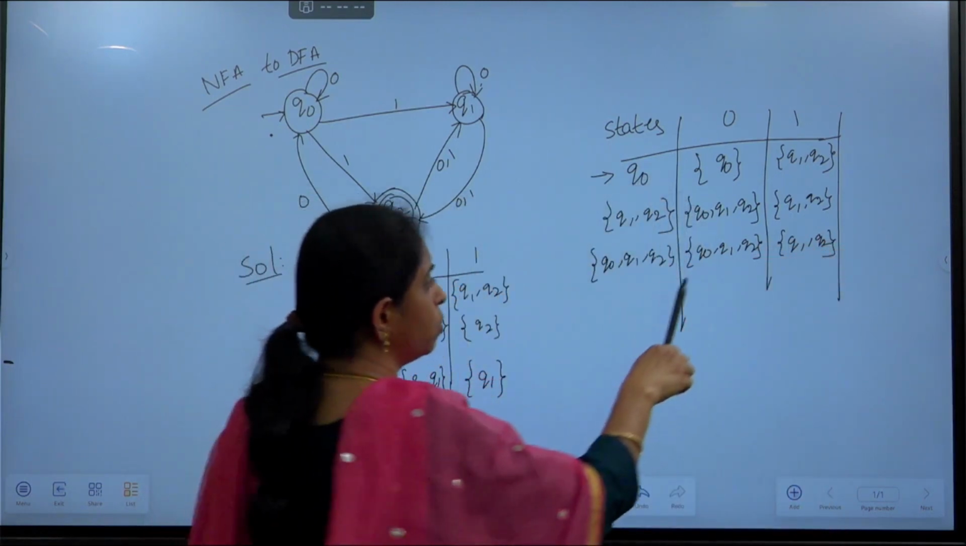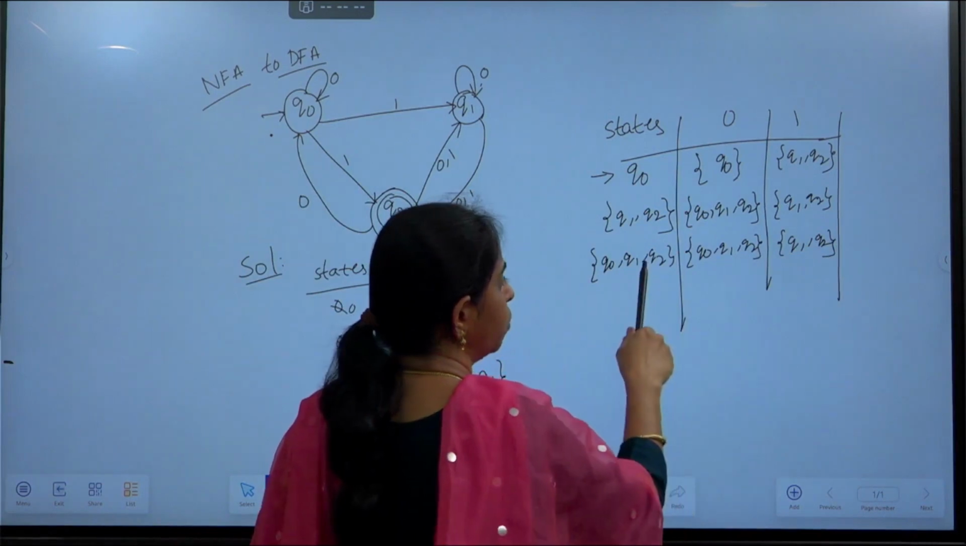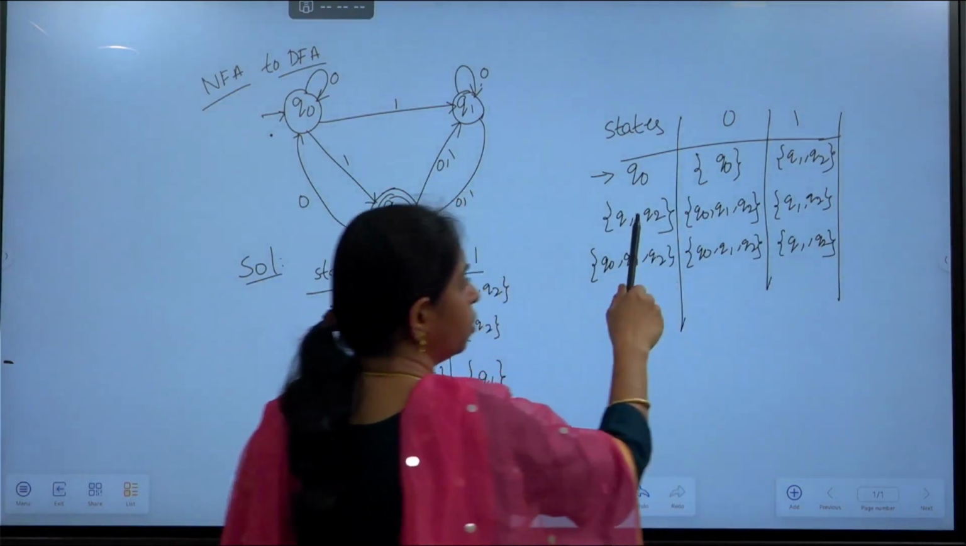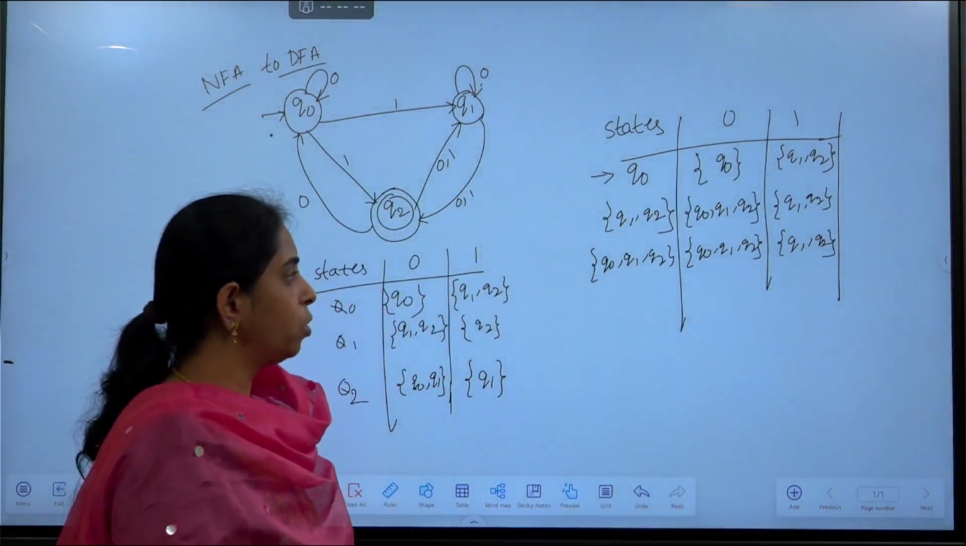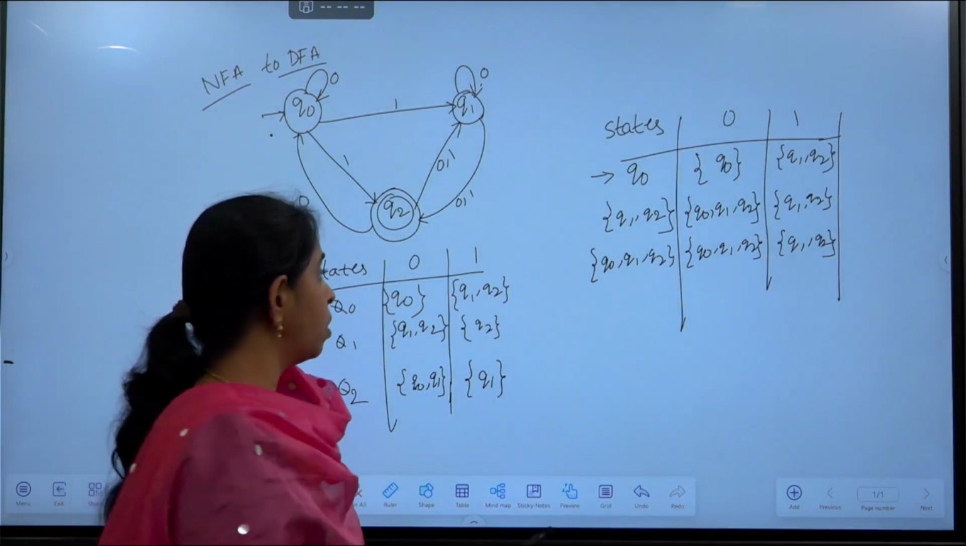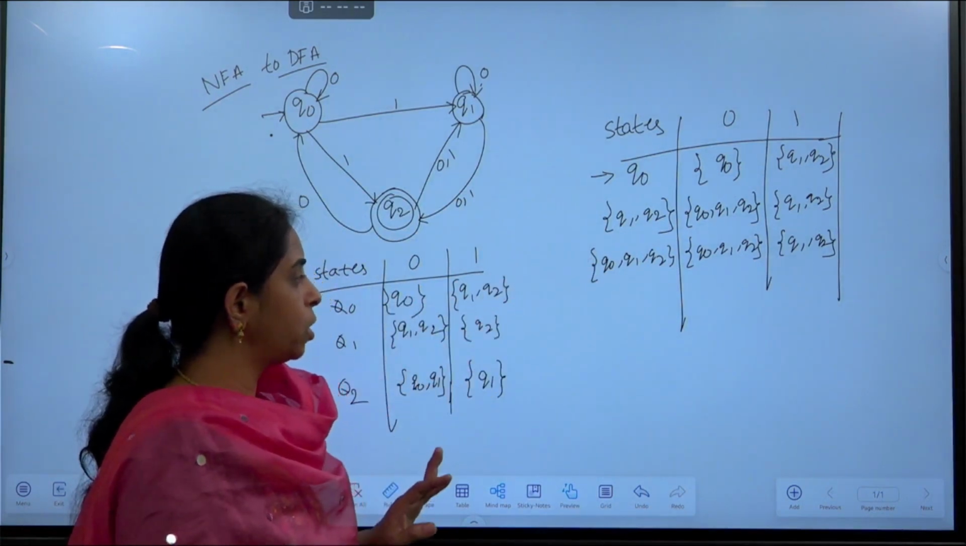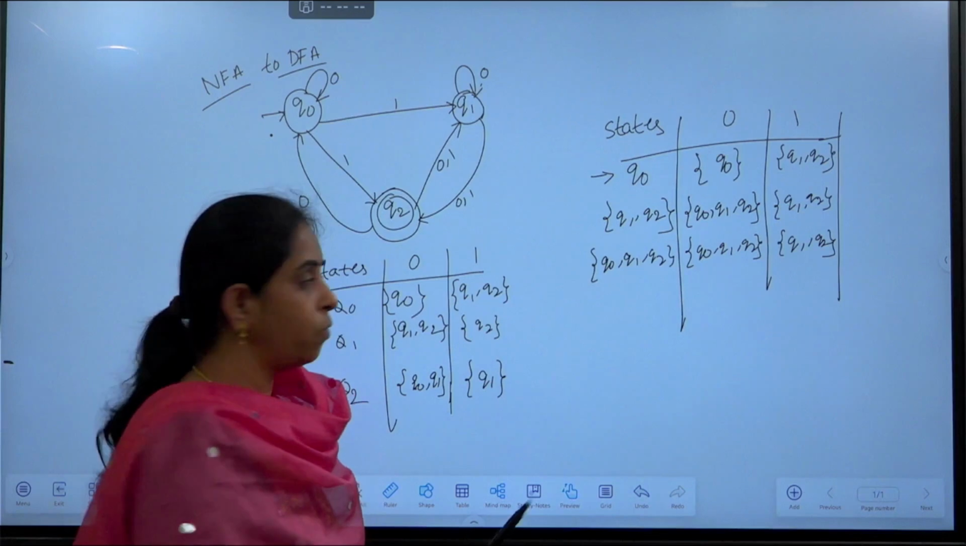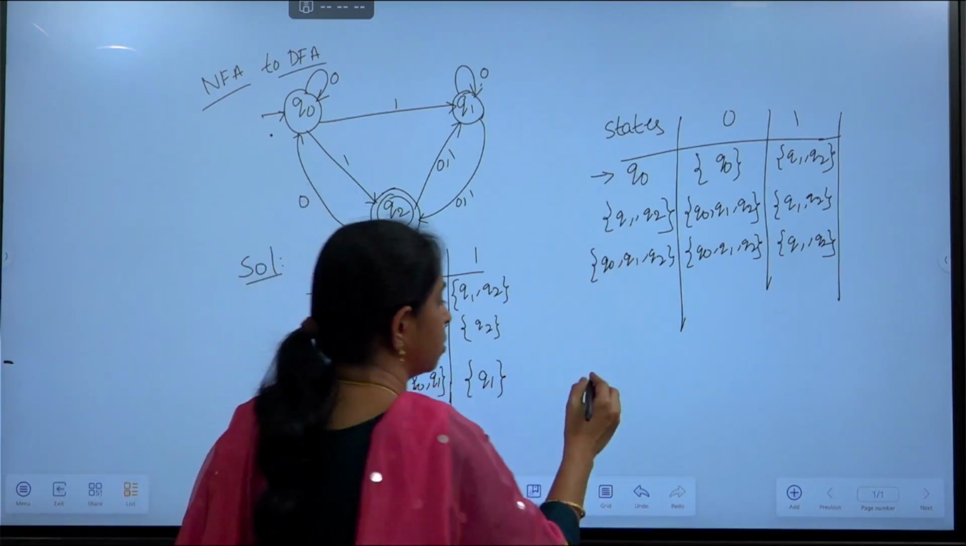So now check the new states. We have Q0 Q1 Q2, already written. Q1 comma Q2, already written here. There are no new states. So stop the process of the DFA transition table. Now construct the DFA for these new states.